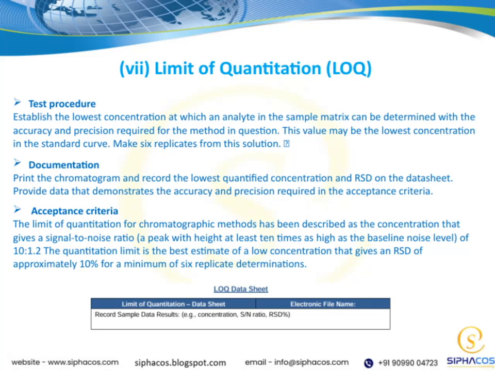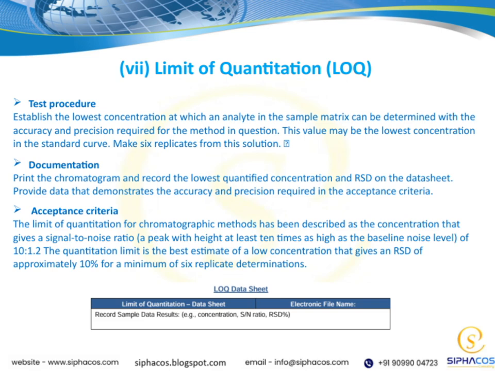Now, let's talk about the test procedure for determining the limit of quantitation. The goal here is to establish the lowest concentration of an analyte in the sample matrix that we can measure accurately and precisely, according to the method's requirements. Often, this value corresponds to the lowest point on the standard curve. Once we've identified that concentration, we make 6 replicates from this solution to verify consistency and reproducibility.